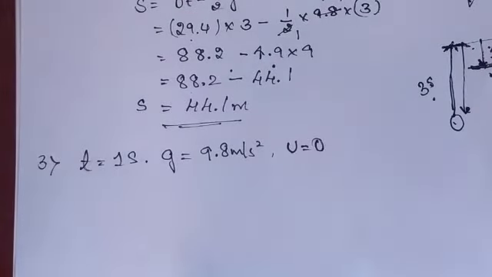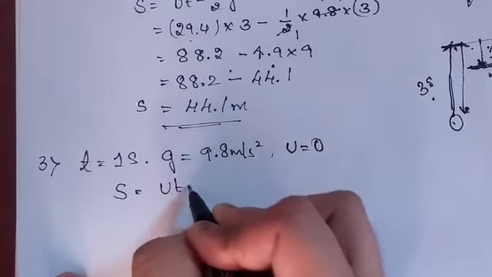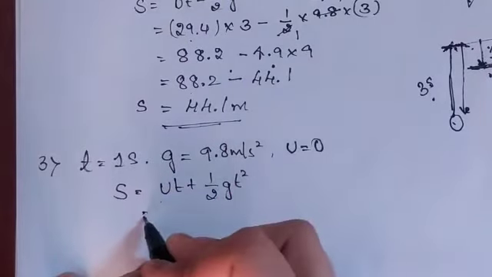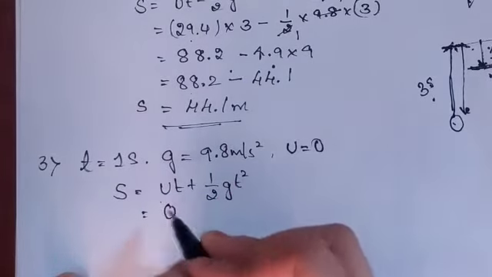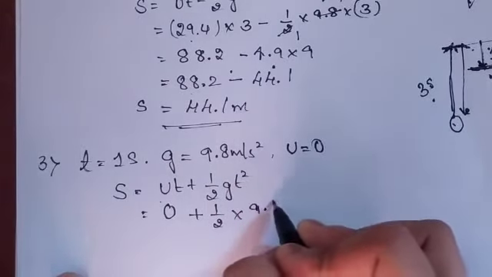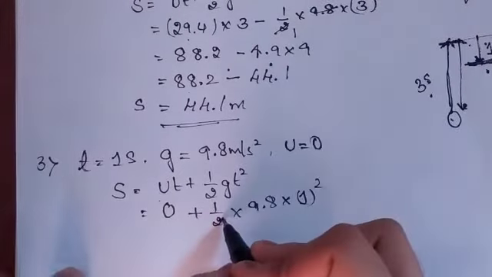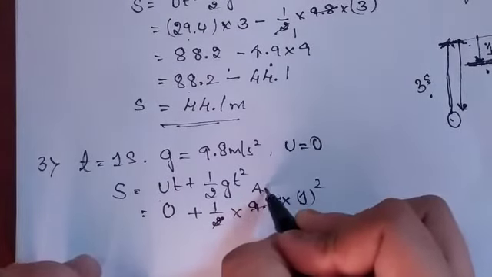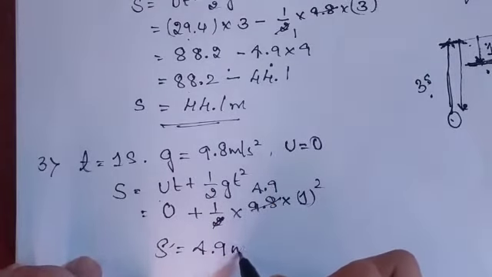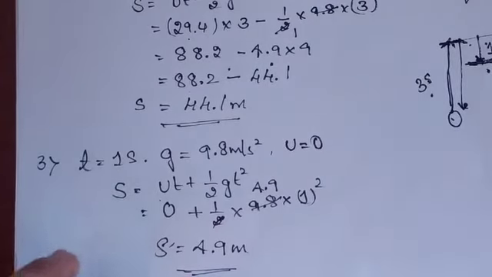So now let us find out the s value. So s is equal to ut plus half gt square. Okay, so u value is 0, 0 into t is 0 itself, 0 plus half into g value 9.8 into t square, which is 1 square. So I am going to change it to 4.9. So what is the s value? I am getting 4.9 meters. So 4.9 meter is the position it has reached.